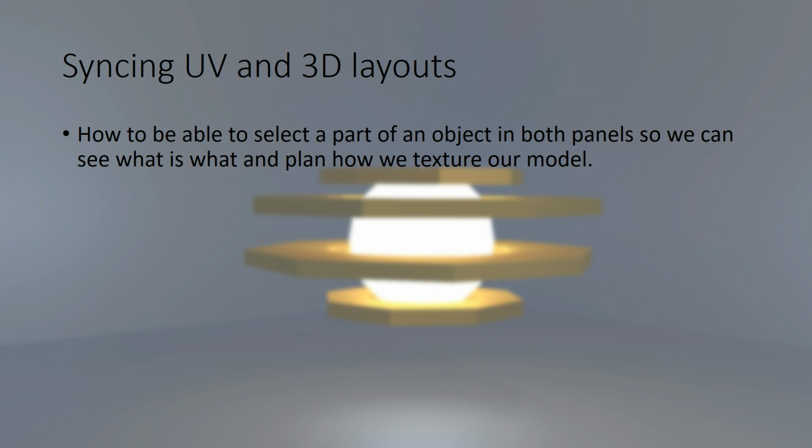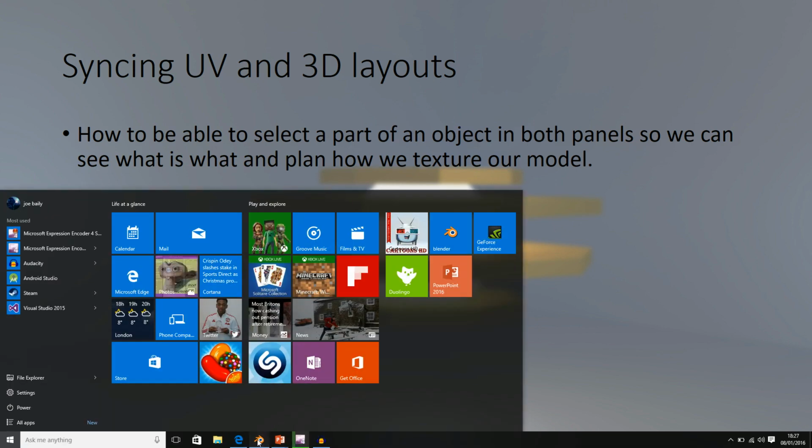In this lecture, we're going to learn how we can sync the UV and 3D layouts to select parts of our mesh. We're going to learn how to be able to select a part of an object in both panels so that we can see what's what and plan how we can texture our model. So let's learn how to do this in Blender.